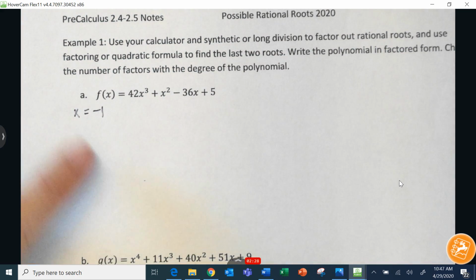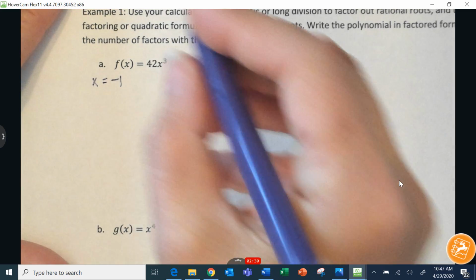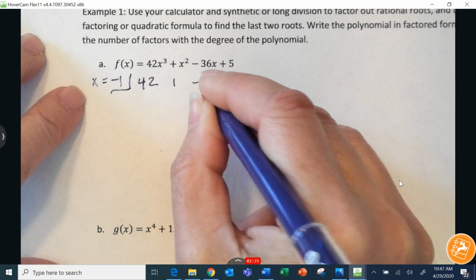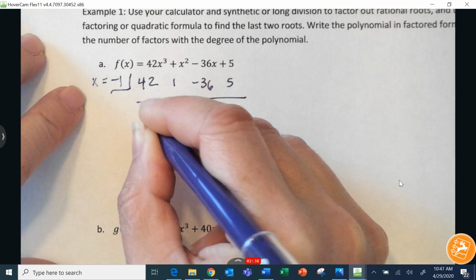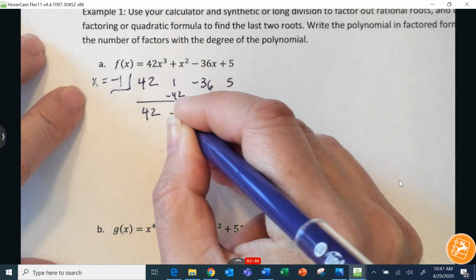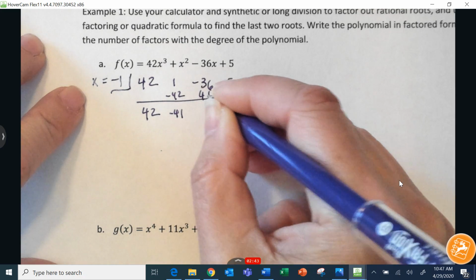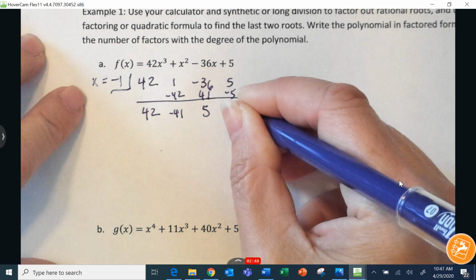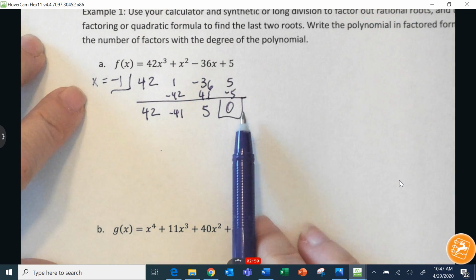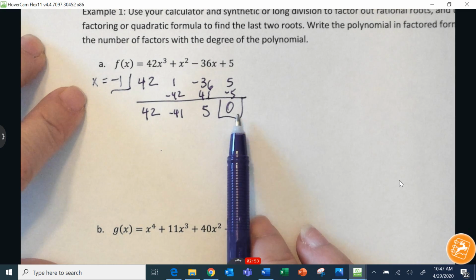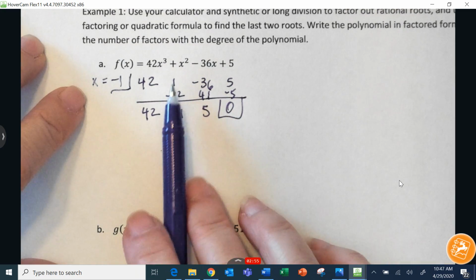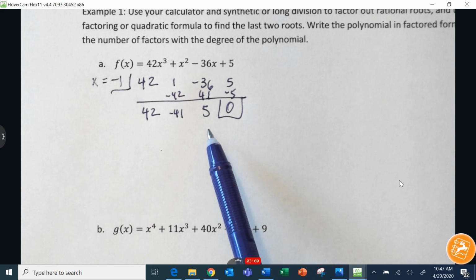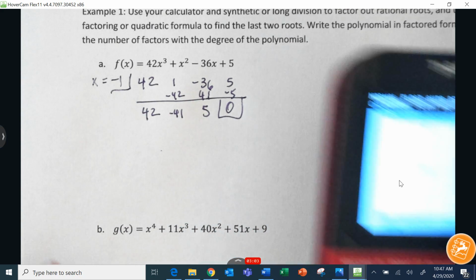So what I'm going to do, since it's -1, I can use synthetic division to take that out. And getting that 0 right over here is going to tell me for sure that I've, first of all, done my synthetic division correctly, and also that -1 is a 0.